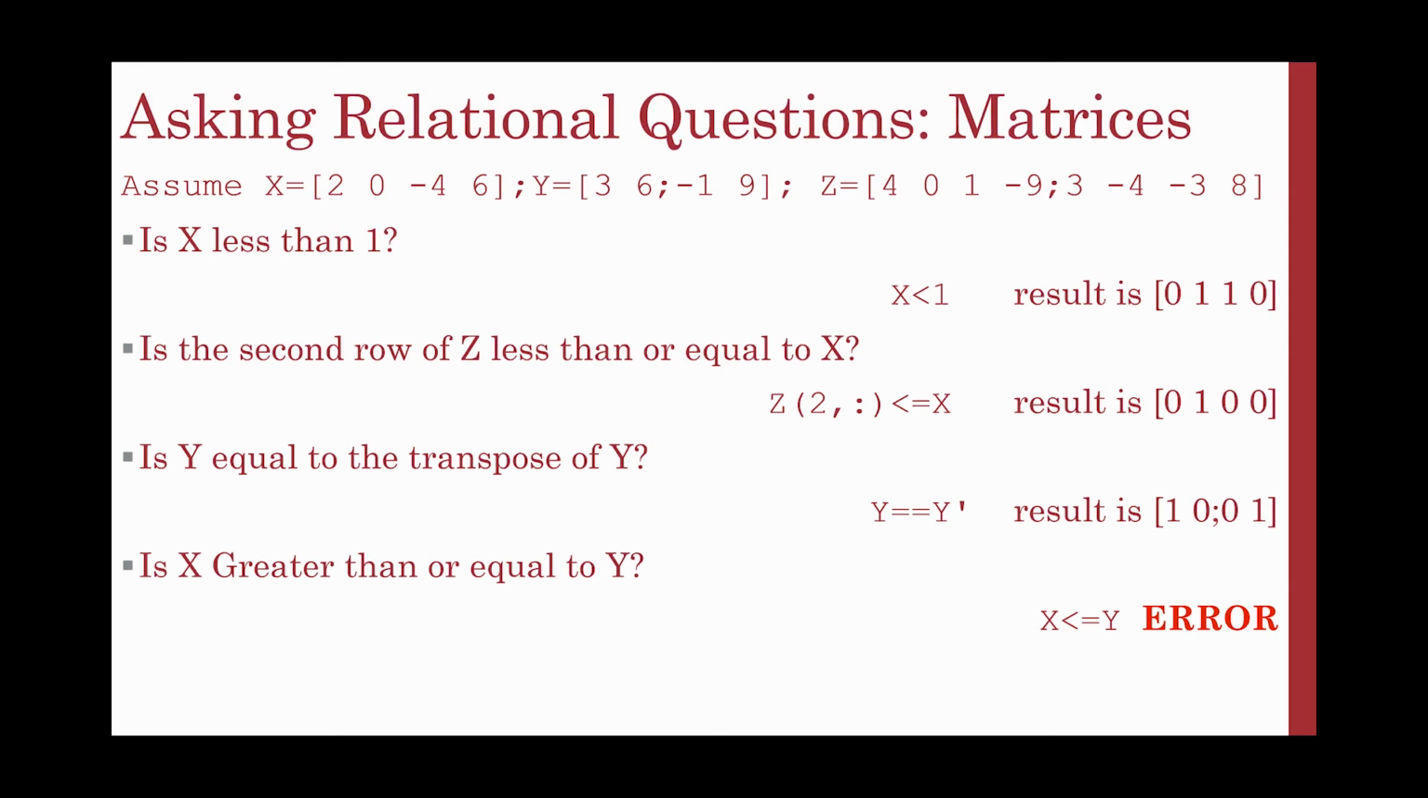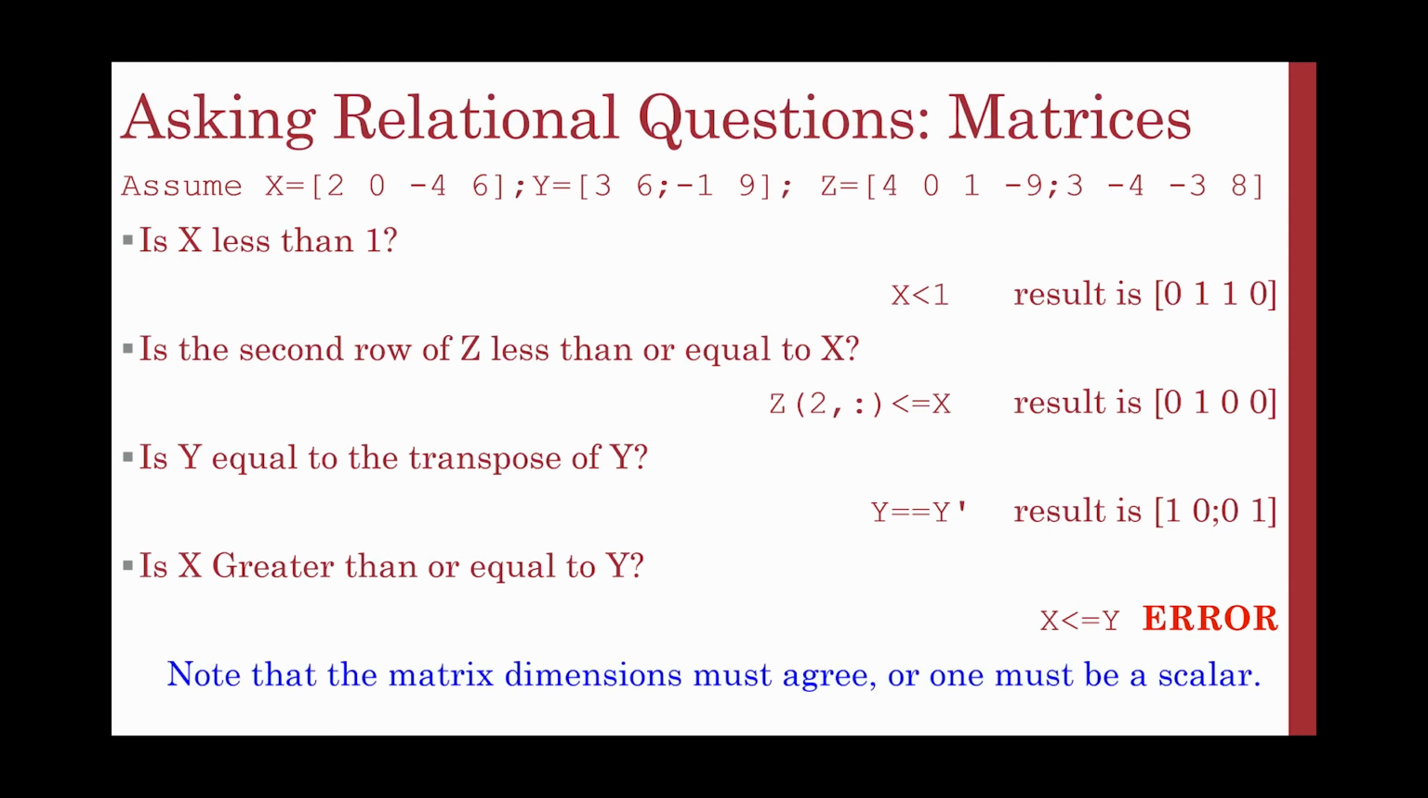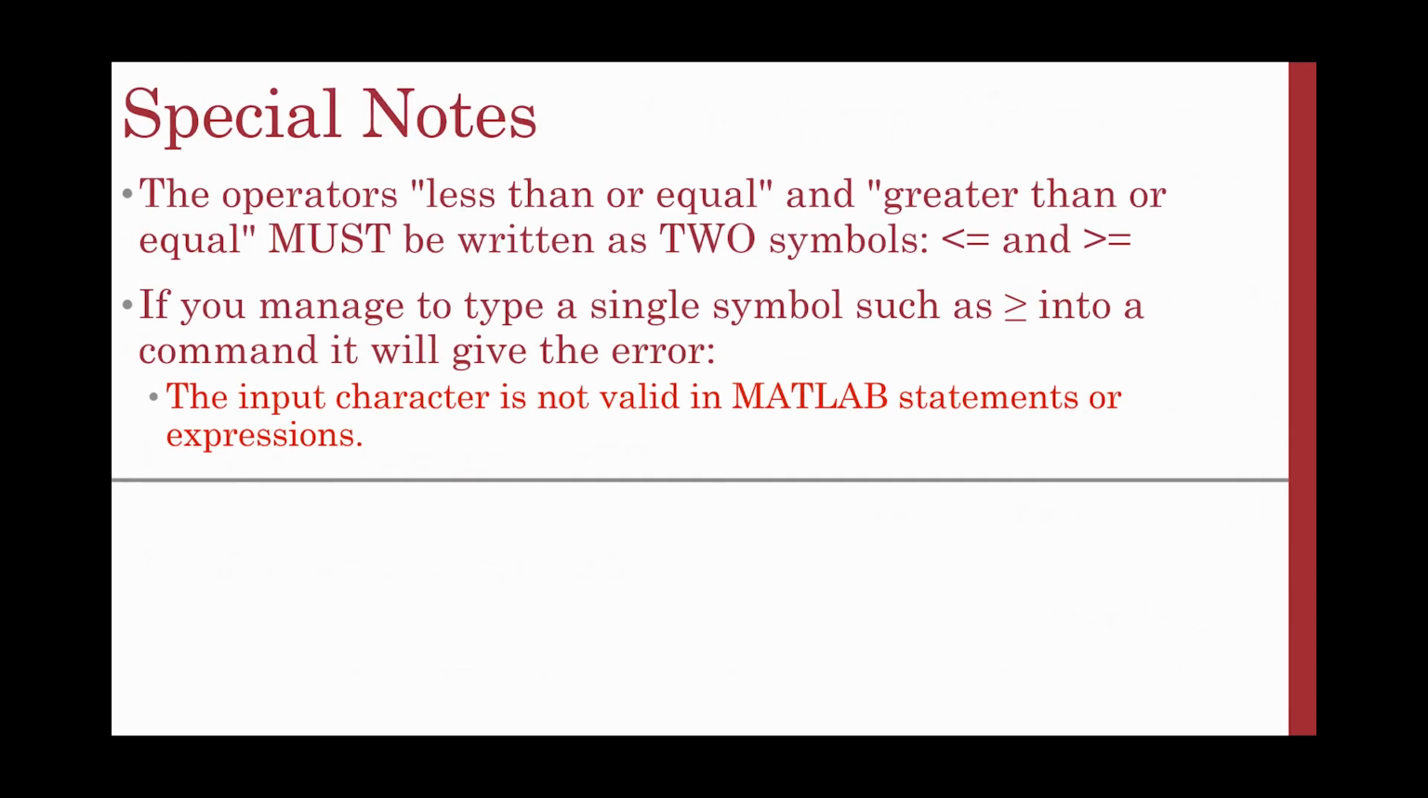What's going to happen is you're going to get an error because x and y are not the same dimensions. You're trying to compare a 1 by 4 to a 2 by 2, so the matrix dimensions are not going to agree, or one must be a scalar. So just like when we're trying to do multiplication or division on vectors that are not the same length, you're going to get the same error when you're trying to logically compare them. So a few special notes: the operators less than or equal and greater than or equal must be written as two symbols. So you do <=, >=. If you manage to type a single symbol such as ≥ into a command, you will get an error because MATLAB doesn't understand what that input character is.